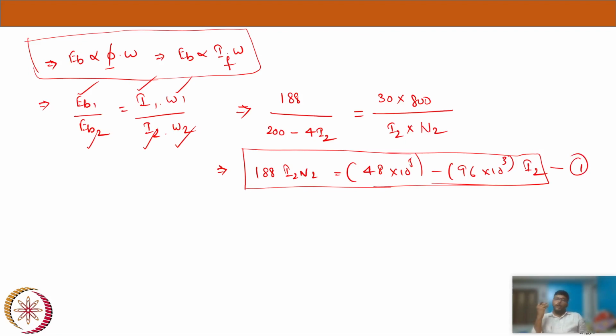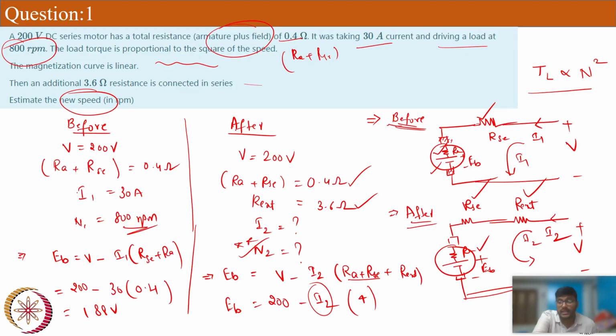But what is required is to calculate the new speed, which is N2. For this calculation of N2 you need I2, because in this equation there are two unknowns but only one equation. You can't solve for N2 without the information about I2. So you need some more data in order to solve this problem. Let's go back to the problem and see if there is any additional information which we didn't use.